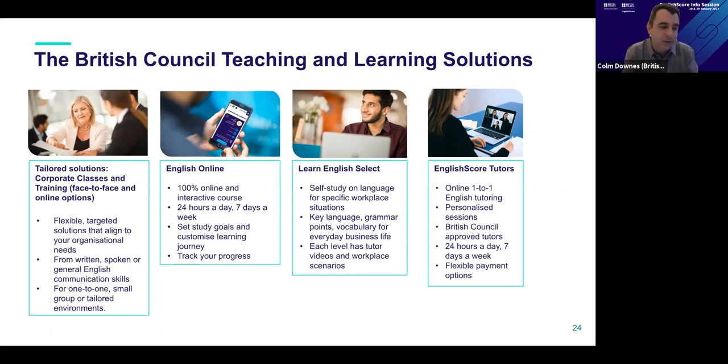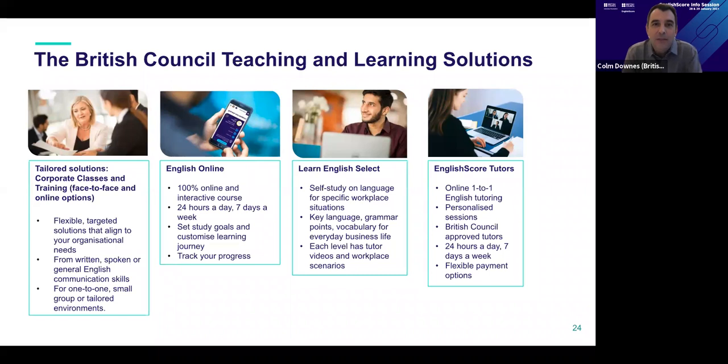The other option is a new British Council service called English Online. So English Online is a global British Council option. This is for groups of individuals, really. And it's very flexible. So there are lessons almost 24 hours a day, 7 days a week. So you can pick a time that suits you.